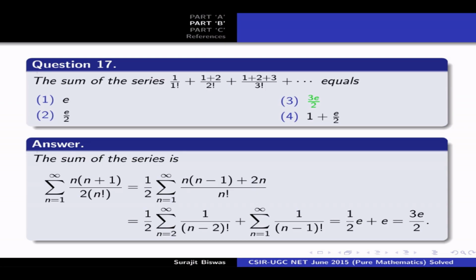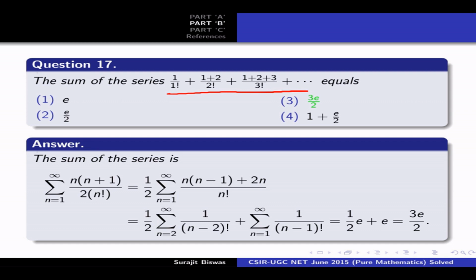Next problem, the sum of the series 1 by 1 factorial plus (1 plus 2) divided by 2 factorial plus (1 plus 2 plus 3) divided by 3 factorial plus dot dot dot equals, we have four options. So the answer is, okay, the nth term we have in the upper part the sum of the first n terms, that is n times (n plus 1) by 2, and in the lower we have n factorial.